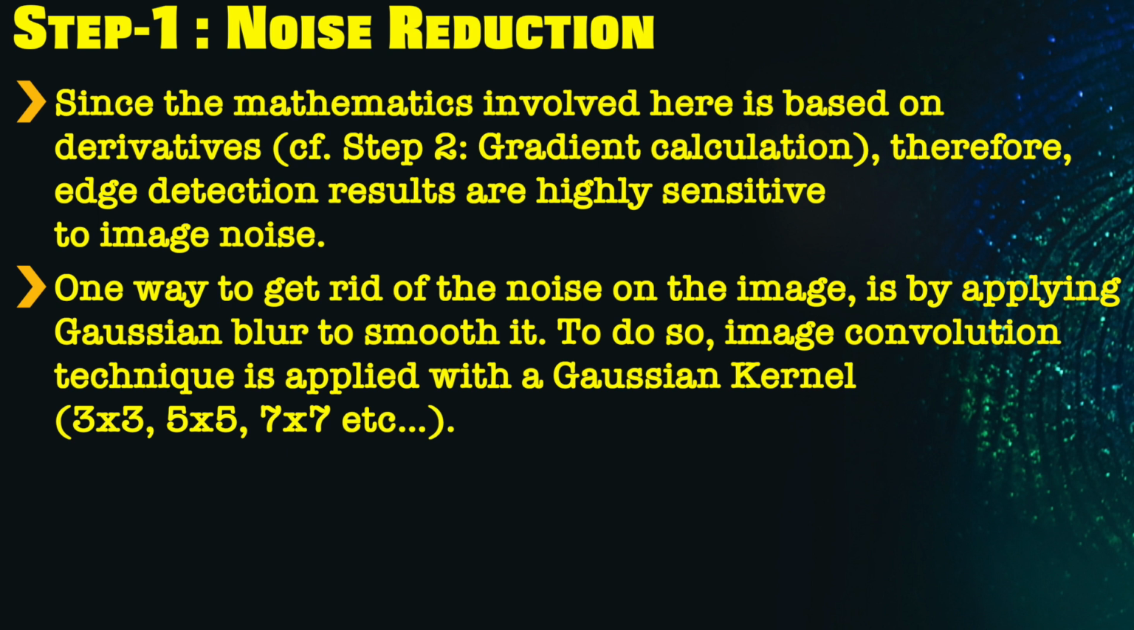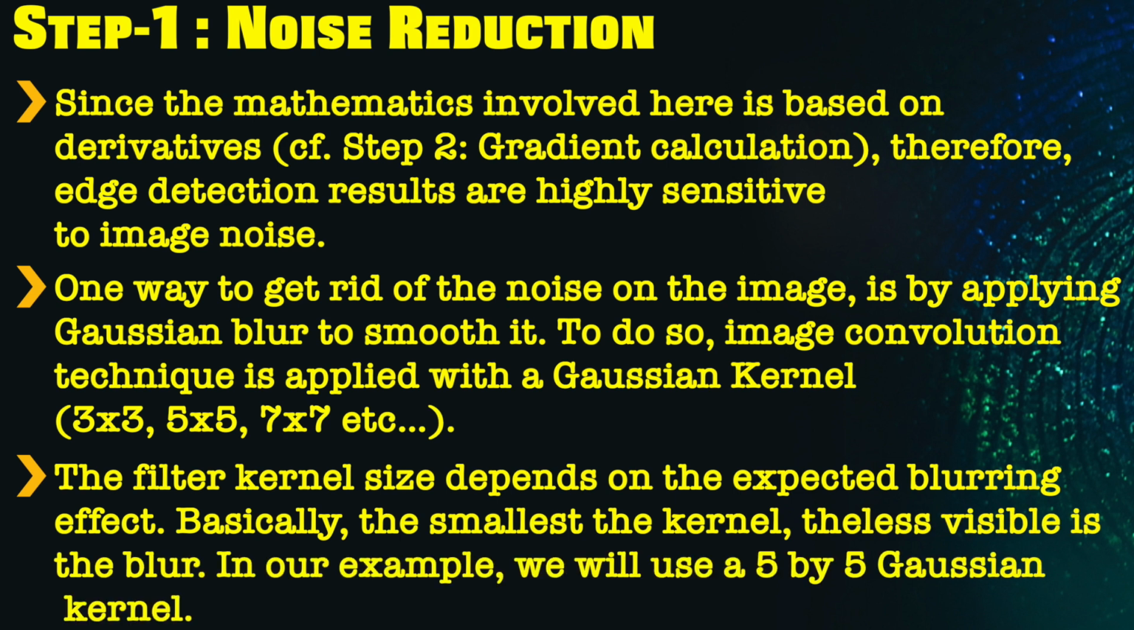To do so, the image convolution technique is applied with a Gaussian kernel. You can use any size of Gaussian kernel: 3 by 3, 5 by 5, or 7 by 7, etc. But the size should be taken appropriately. The filter kernel size depends on the expected blurring effect. If you want a small blurring effect, use a smaller kernel, and if you want larger blurring, use a larger kernel. But it should be decided properly. In my example, I am taking a 5 by 5 Gaussian kernel.